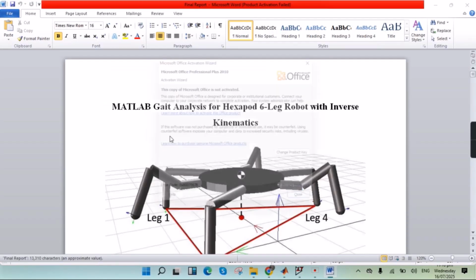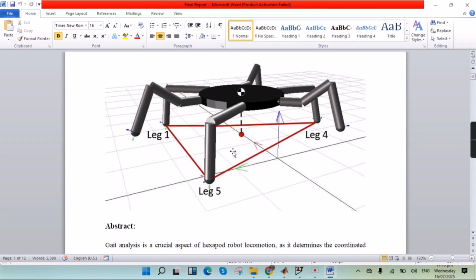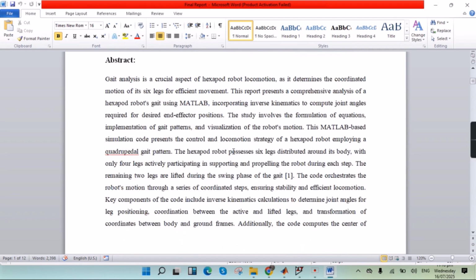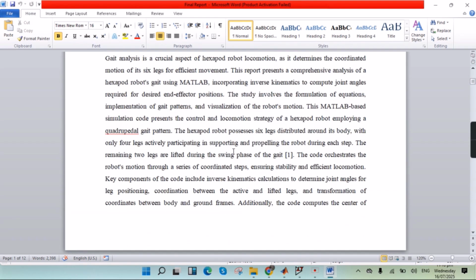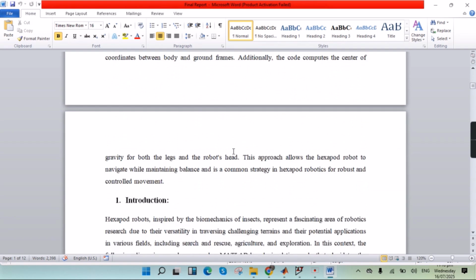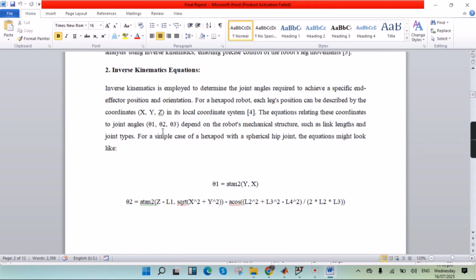This is a project for the Hexapod robot, basically a six-leg robot with inverse kinematics of gait, using the MATLAB simulation, in which I have added all these swing phases, its introduction, and its inverse kinematics based on different equations. We have used different angles, arctan, meaning tan inverse.